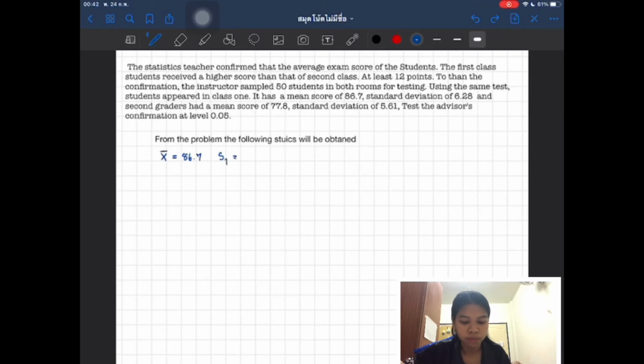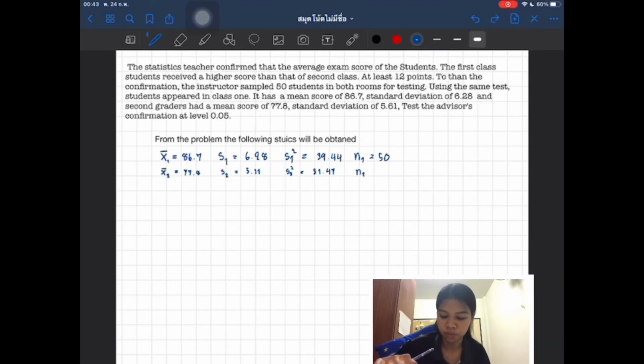From the problem, the data are: x bar 1 equal 6.7, s1 equal 6.28, n1 equal 15, x bar 2 equal 77.8.